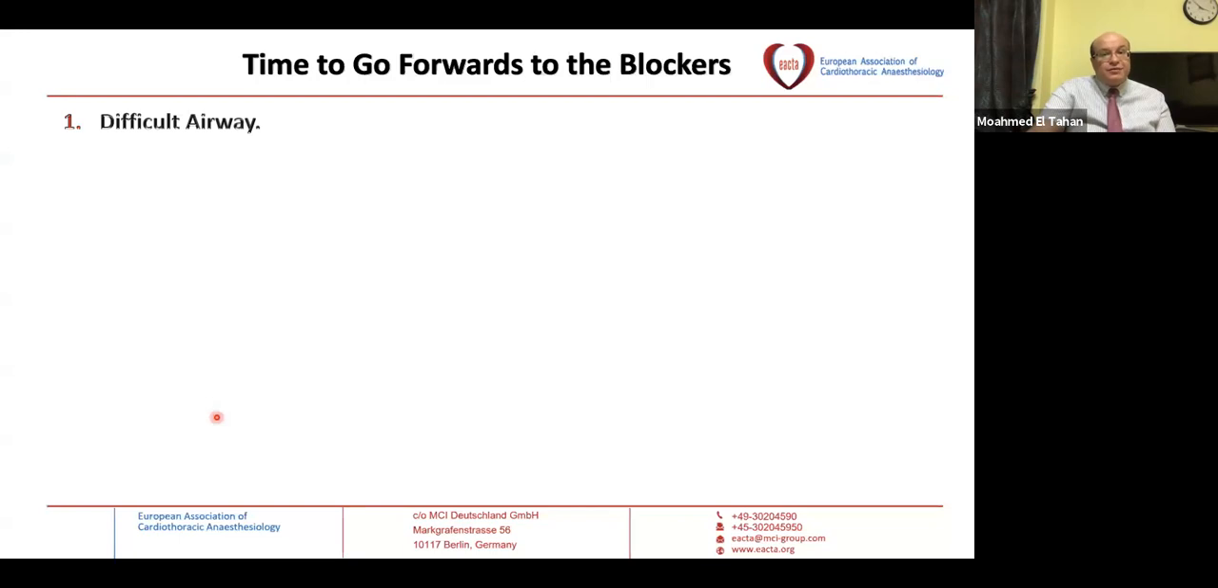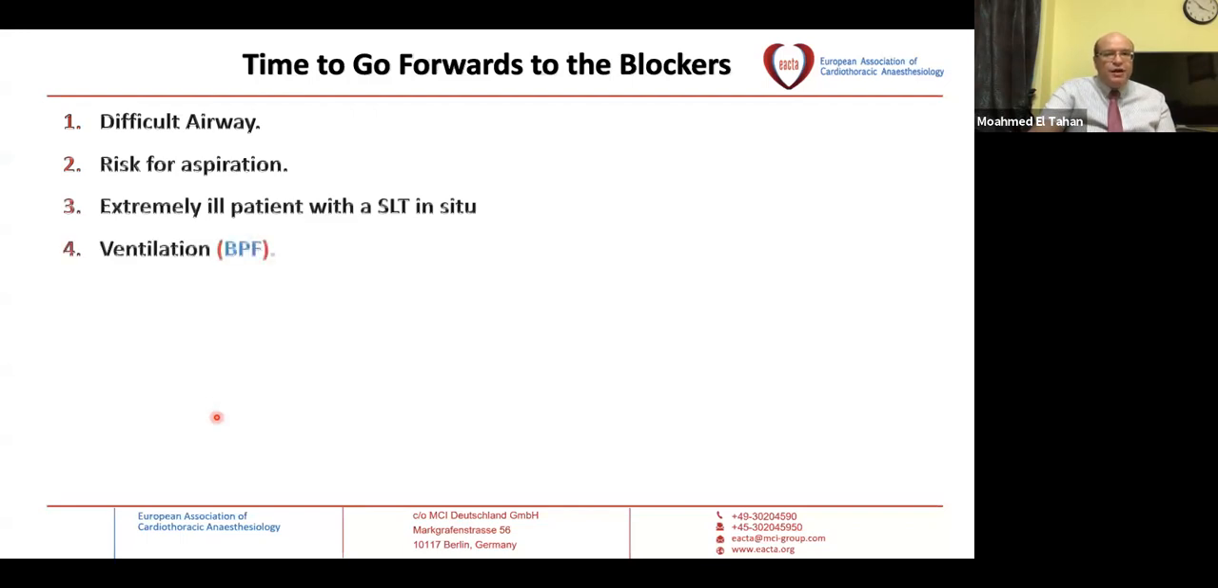These are the indications for a blocker: contraindication for the double-lumen tube, difficult airway, risk of aspiration, extremely ill patients with a single lumen tube in situ, for isolating bronchopleural fistula, or selective lobar blockade in some patients with low pulmonary reserve or previous pulmonary resection.